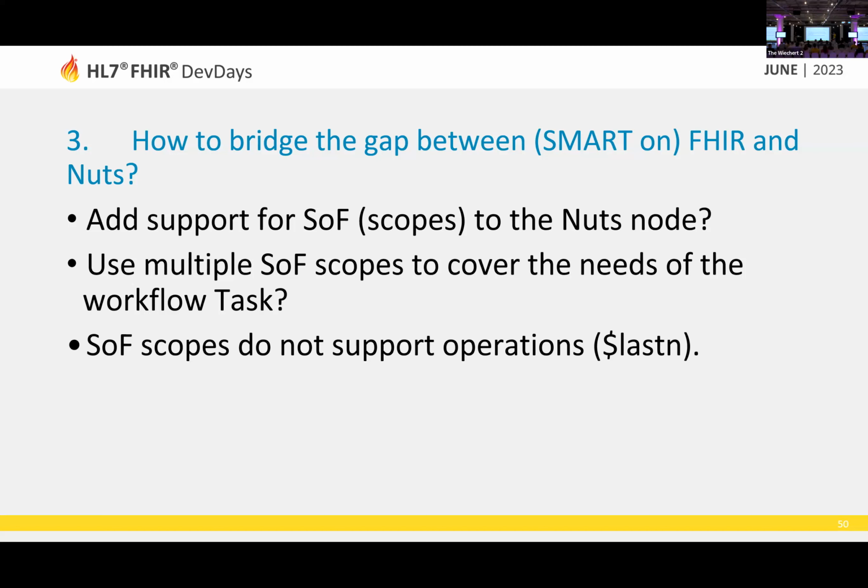Is it okay that we use multiple Smart on FHIR scopes as part of the token? Is that expressive enough to cover all of the data needs? And the only thing we need to think about is that Smart on FHIR scopes do not support operations like last N. So what are the implications of that?